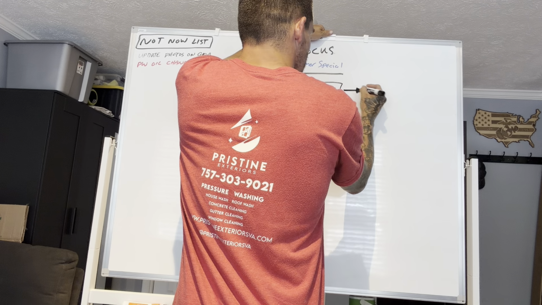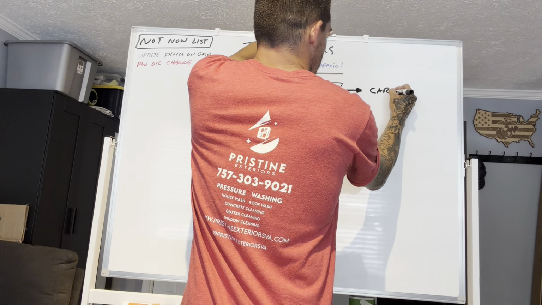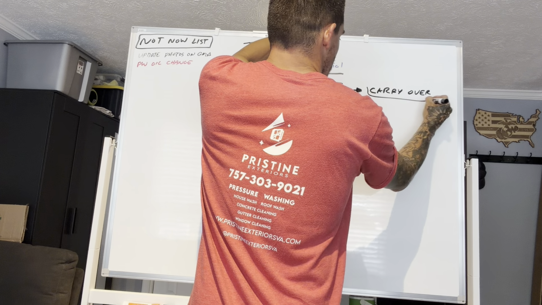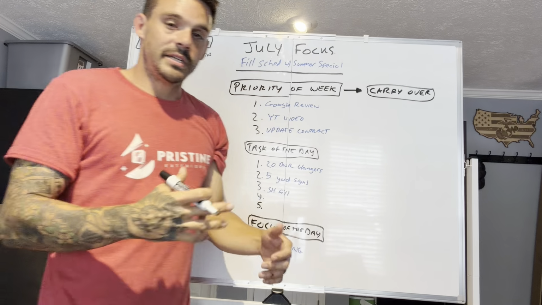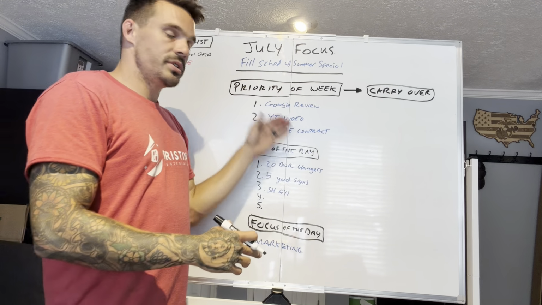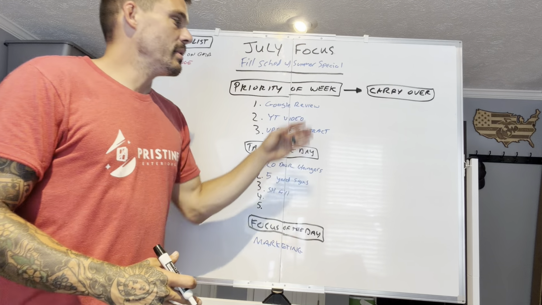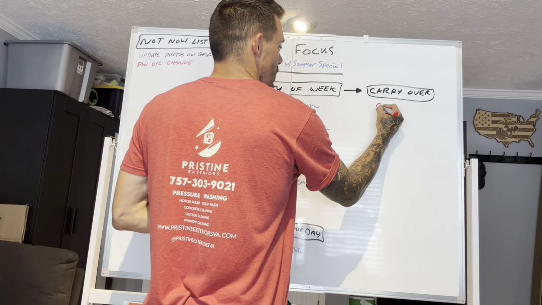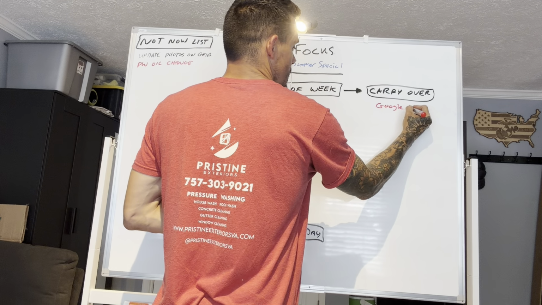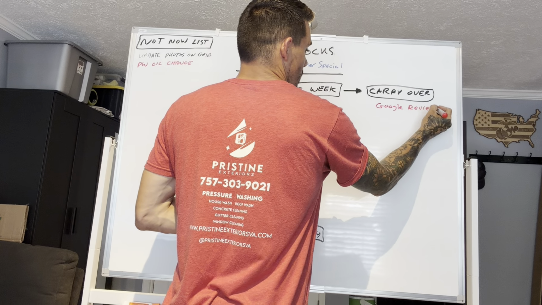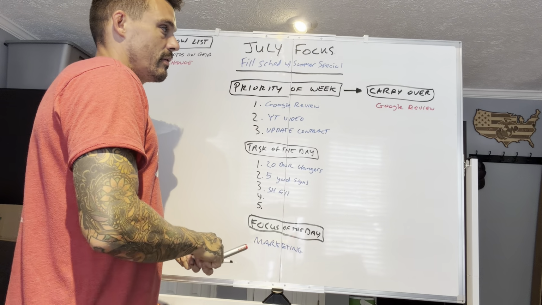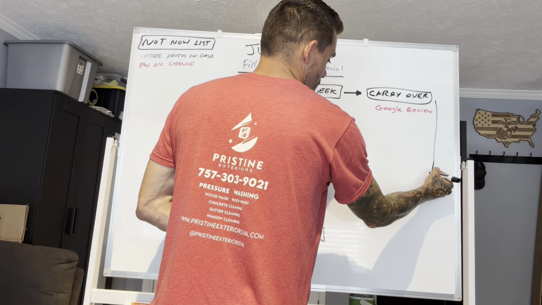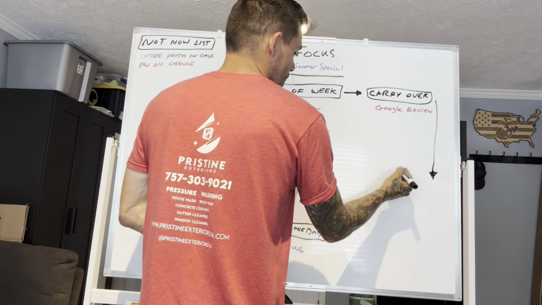So we have this one, and I put carryover. Ideally, nothing should be over here. We should get all these tasks done in that week. But let's say that we didn't get that Google review. So now Google review gets carried over. From here, it goes down to this box.